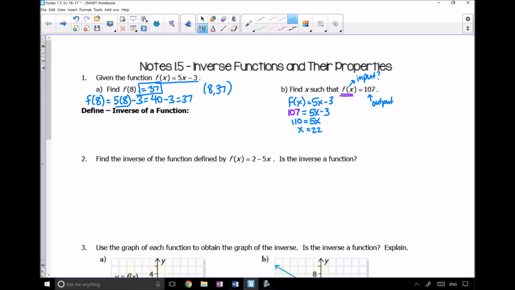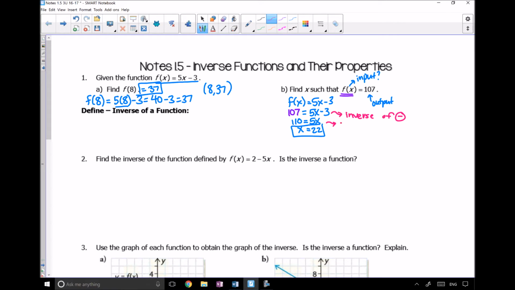So what does that tell me? It tells me that when my input is 22, my output is going to be 107. Or in other words, in order to get an output of 107, we need to have an input of 22. The reason why we added 3 here is because we did the inverse of subtraction, so we added 3 to get 110.